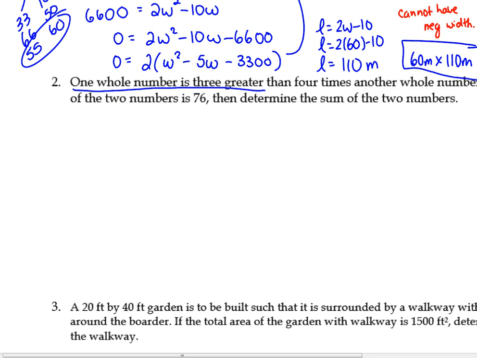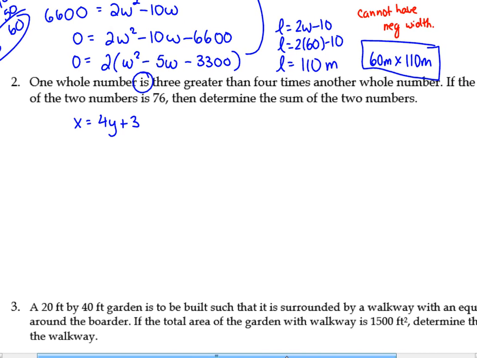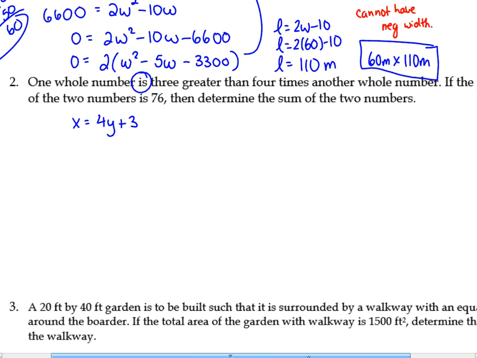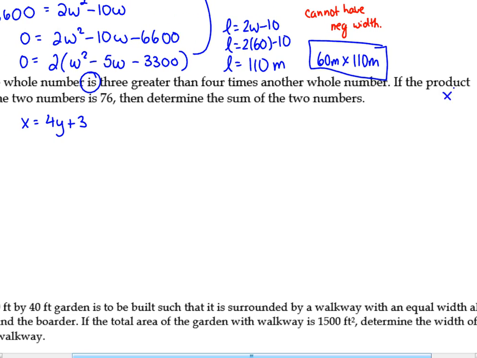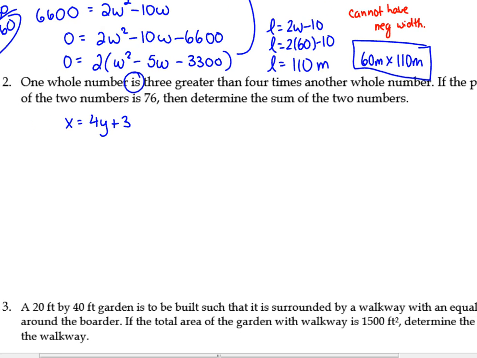Okay, this is a tough one. So x equals 3 greater than, right? One whole number is 3 greater than 4 times. How do you write that? 4y plus 3. That's the easiest way. Then it says, if the product, what's product? Multiplication, thank you. That's multiplying. If the product of the 2 numbers is 76, how could you write that? x times y equals 76.